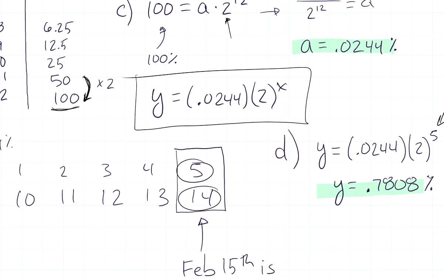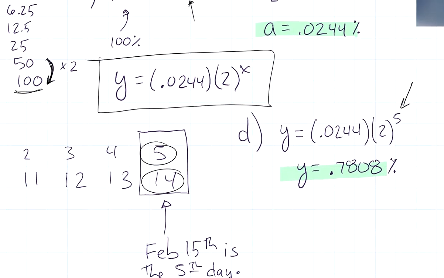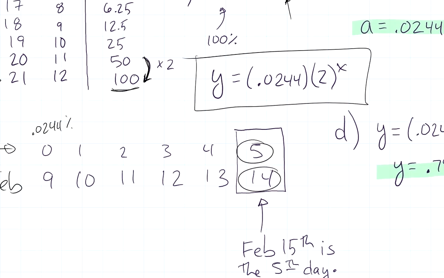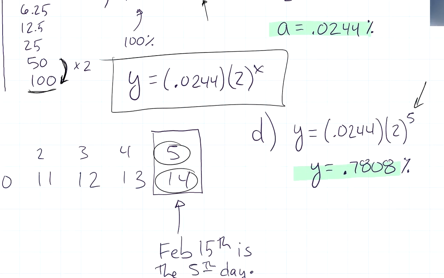No, it's not 78%, because wait a minute, it can't be 78%. It's 0.78%. It's much smaller than 78%. Because how in the world am I going to keep doubling and make it all the way out to day 12 where I'm at 100%? So it's just at 0.78% on day 5, not 78.